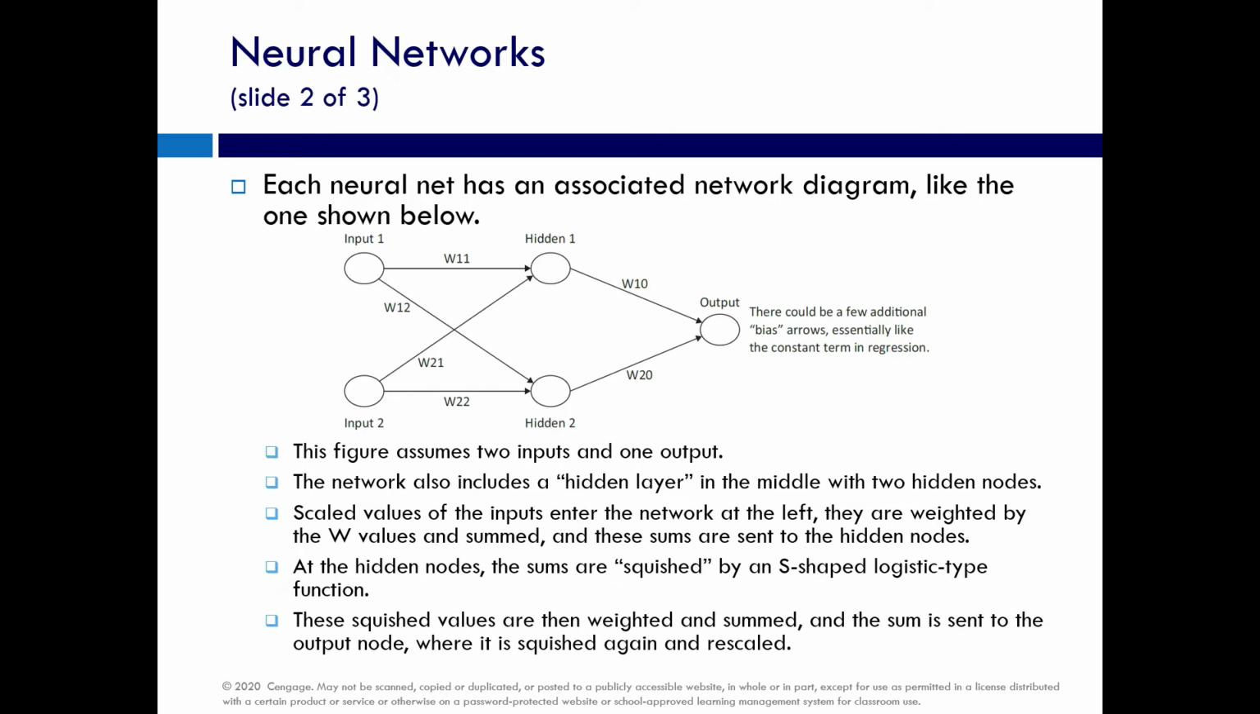The figure assumes 2 inputs and 1 output. The neural network includes a hidden layer in the middle with 2 hidden nodes. Scaled values of the inputs enter the network. They are weighted with W. At the hidden nodes, the sums are squished by an S-shaped function. The squished values are then weighted and summed, and the sum is sent to the output node.